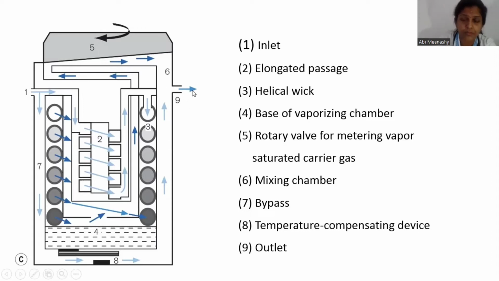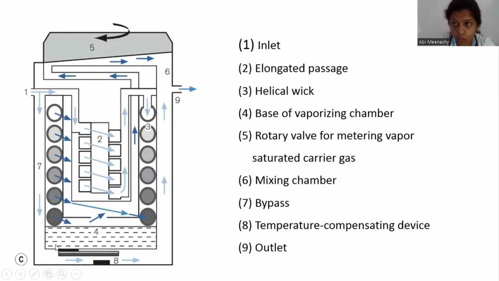That's how you get a mixture of your bypass and vaporizing chamber gases. So 5 is your concentration dial. The concentration dial will decide about your bimetallic strip. So this is your bimetallic strip. It will decide how much gas goes into the bypass chamber and how much gas goes into the vaporizing chamber.